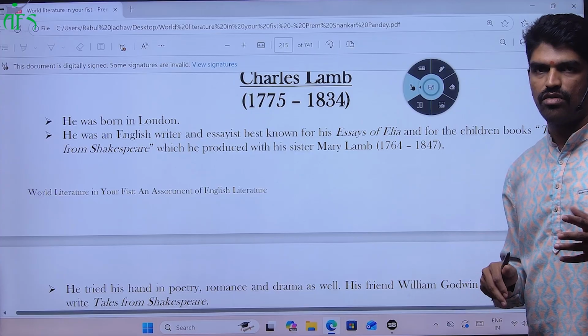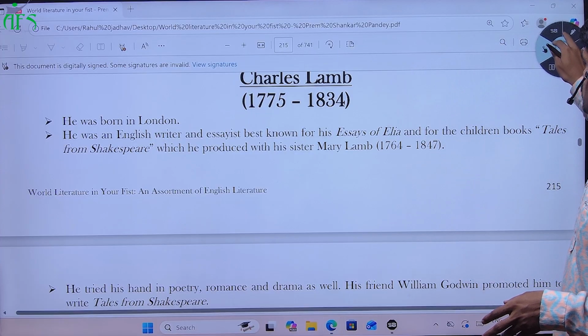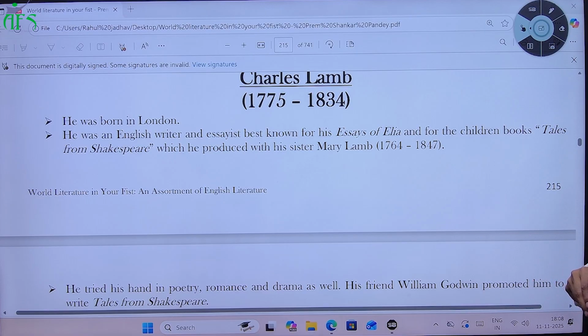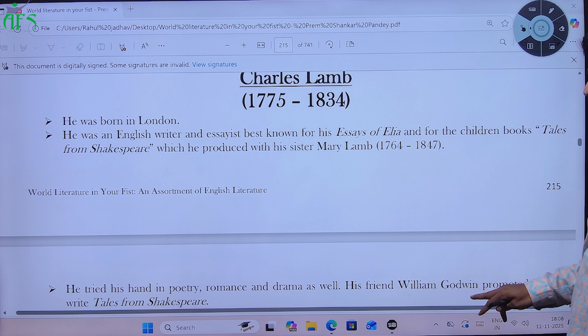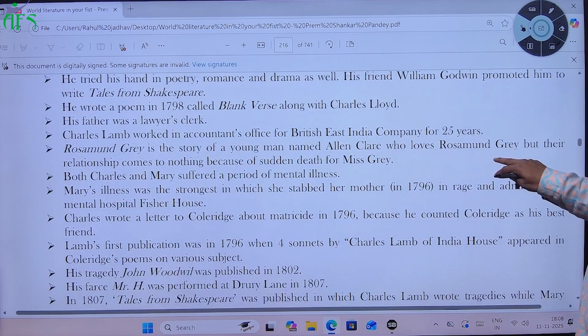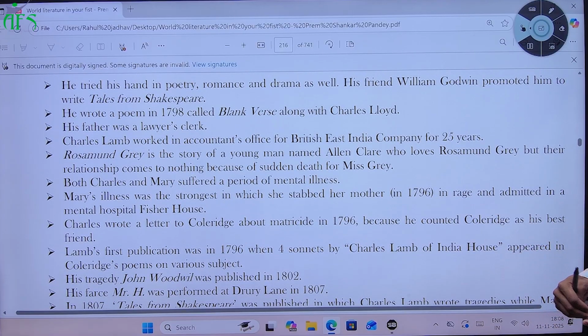He was born in London and was an English writer and essayist, best known for his Essays of Elia and for the children's book Tales from Shakespeare, right? Which he produced with his sister Mary Lamb. His time span covers from 1764 to 1847, particularly. Right? He tried his hand at poetry, romance, and drama as well. And his friend William Godwin encouraged him to write Tales from Shakespeare, the book that he wrote for children.